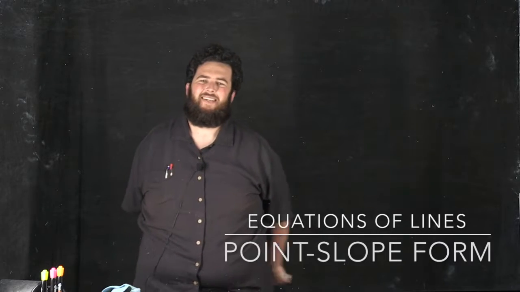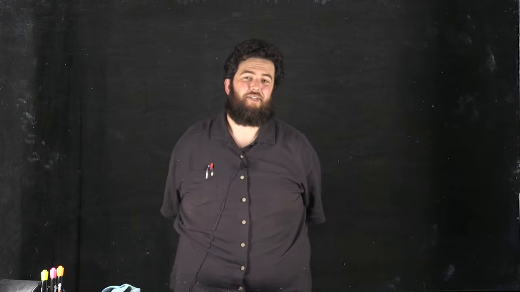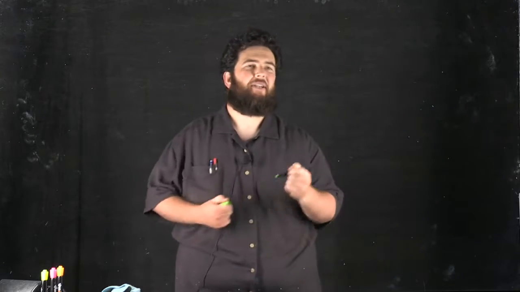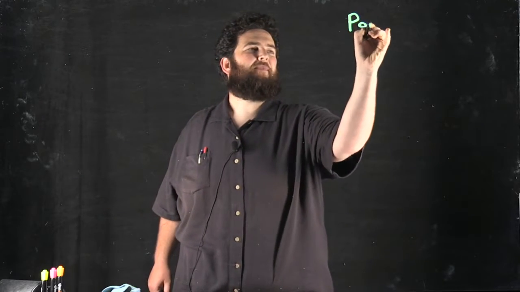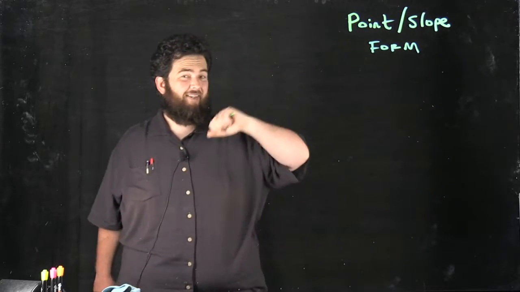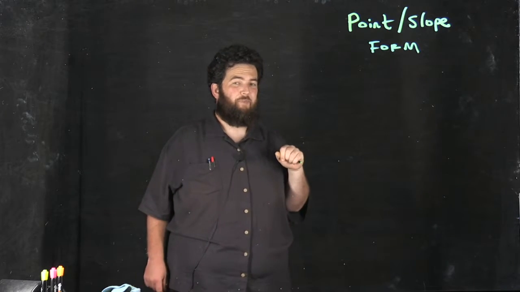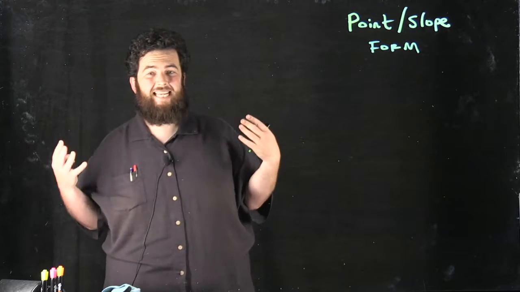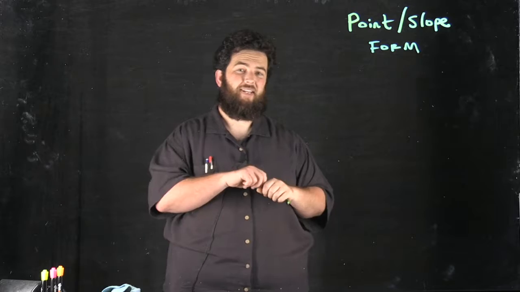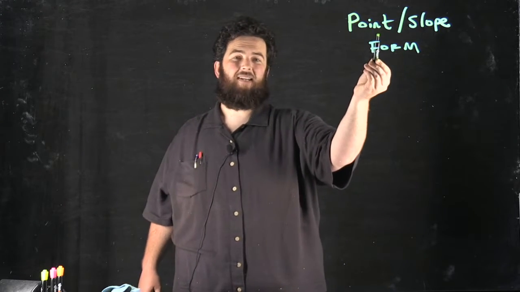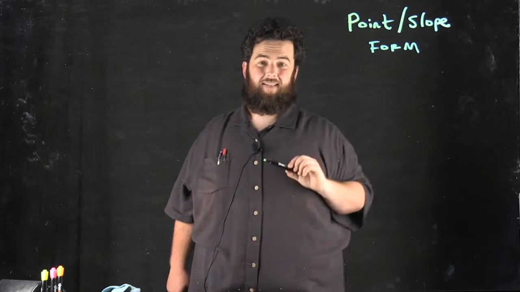Hey there. We're going to be talking about equations of lines now. And this is actually just one particular form of an equation of a line that I want to talk about. It's called the point-slope form. The reason they call it point-slope form is because all you need in order to find the equation of the line is one point on that line and the slope of that line.